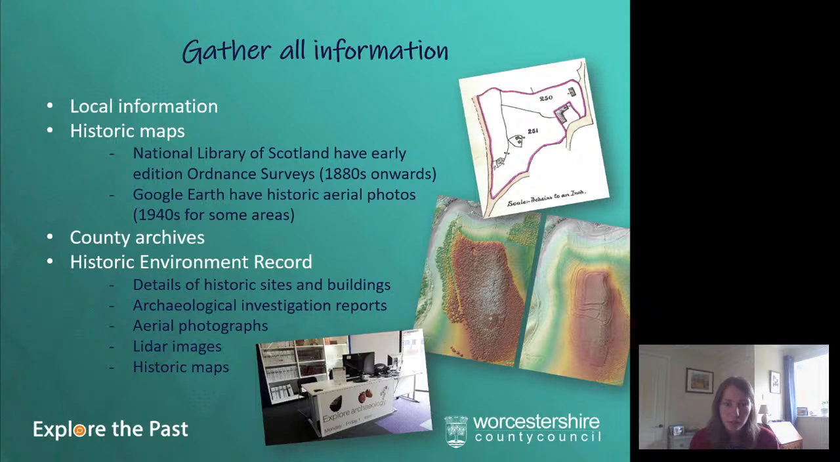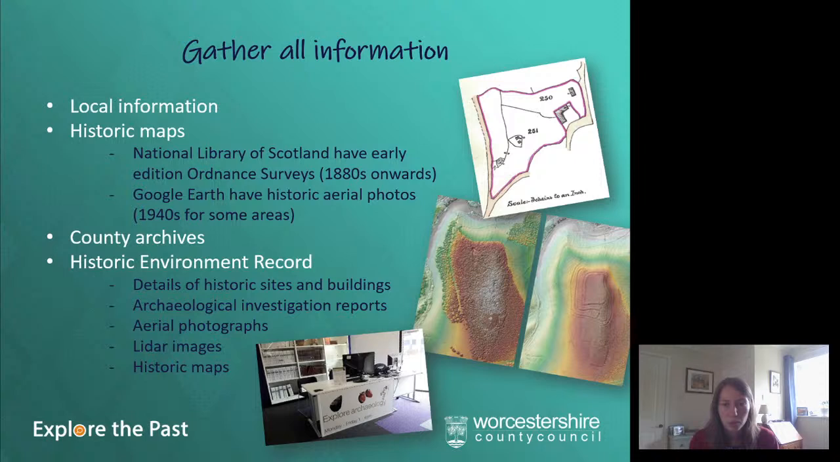Second one is historic maps. This is always worth doing. The National Library of Scotland have very helpfully digitised most of the early edition Ordnance Surveys for the country. So despite being the Library of Scotland, they have digitised most of Britain. The Ordnance Surveys started in the 1880s, and generally the first 3, 4, 5 editions are available free online.